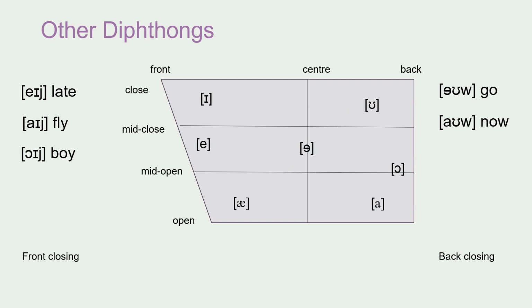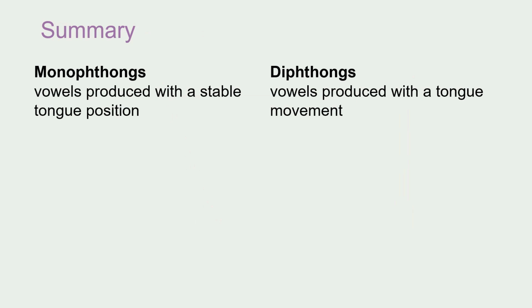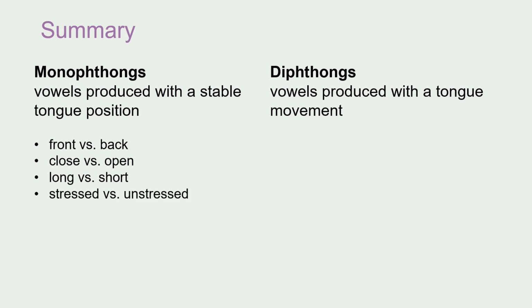Okay, so let's summarize quickly what we've been through. We've seen that there are monophthongs and diphthongs. Monophthongs are produced with a stable tongue position, whereas diphthongs are produced with a movement of the tongue. In the monophthongs, we've got a basic distinction between front and back vowels and between close and open vowels. That's the two dimensions on which we can place particular vowels in terms of where you bunch your tongue up mostly. There's also a distinction between long versus short vowels to do with the length of the vowels. And we've also mentioned the distinction between a stressed and an unstressed vowel. We won't go into too much about that at the moment.